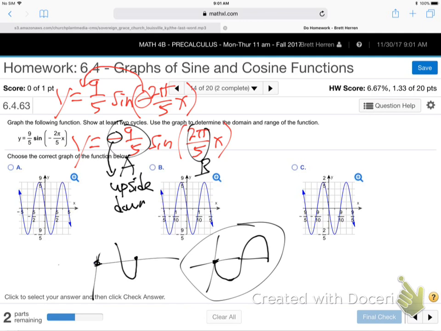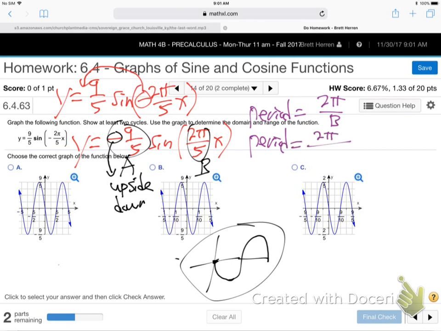Okay, so with that in mind, we have one more major thing to determine. That's the period, the cycle, the width of one cycle. And what's the formula for period? Period is 2 pi over b, right? 2 pi over b. Have that definitely on your 3x5 card. So the period, the width of one cycle, is 2 pi over b. And b is 2 pi over 5, right here.